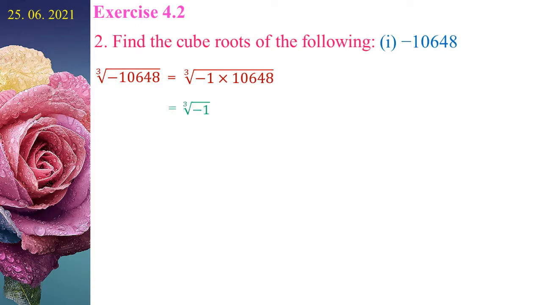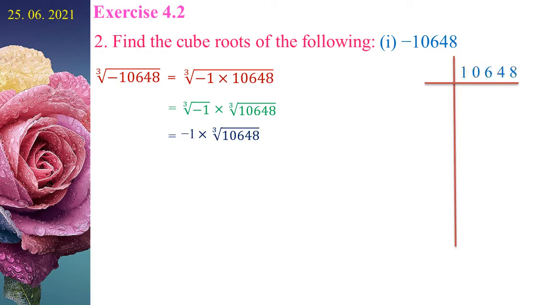10,648. So, cube root of minus 1 into cube root of 10,648. Here, cube root of minus 1 is minus 1 because minus 1 cube equal minus 1. Cube of a negative number is negative. So, into cube root of 10,648. Let's find the prime factors of 10,648 using prime factorization method.